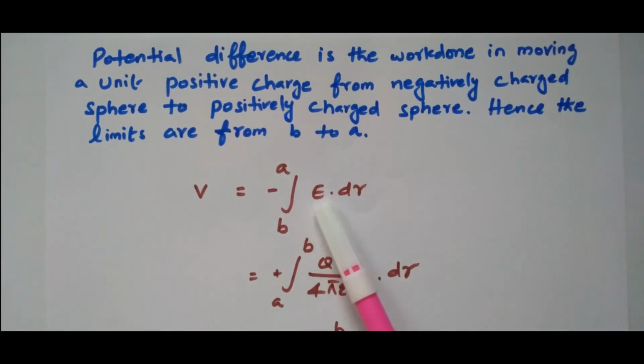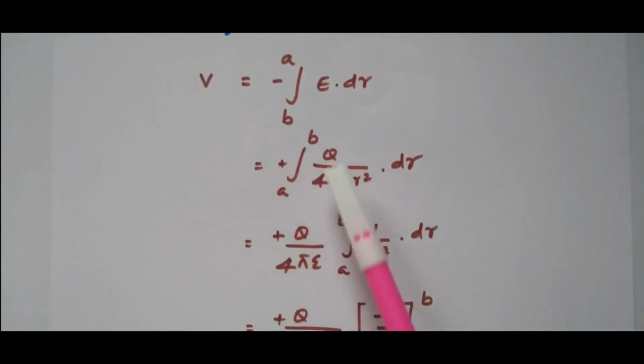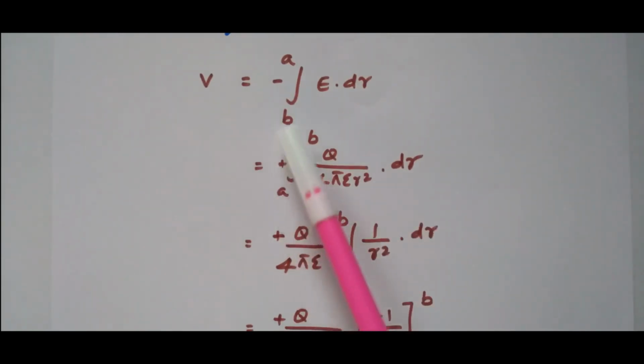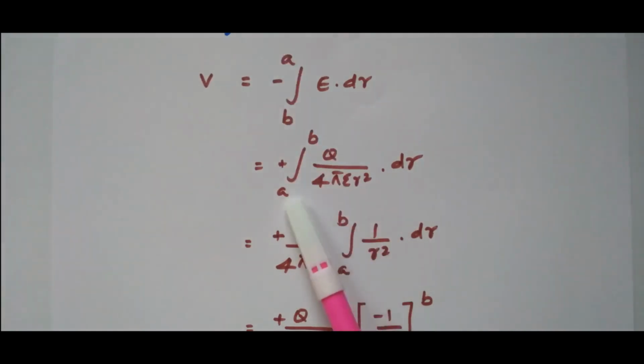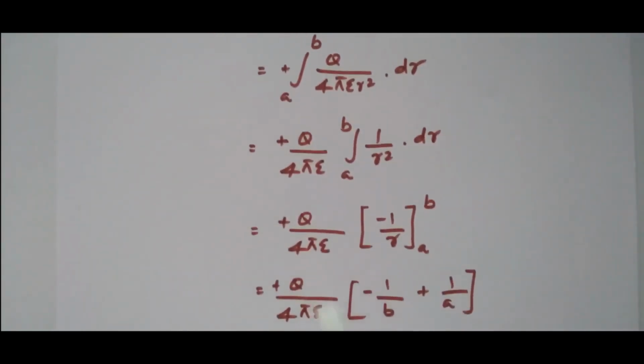Now substitute E equals Q divided by 4 pi epsilon r square into dr. The limits are interchanged, b to a becomes a to b, so the negative becomes positive. Q divided by 4 pi epsilon is constant, and we only have the integral from a to b of 1 divided by r square dr. We know very well that the integral of 1 by r square is minus 1 by r. Substitute the limits a and b.